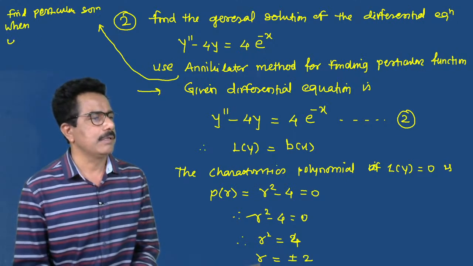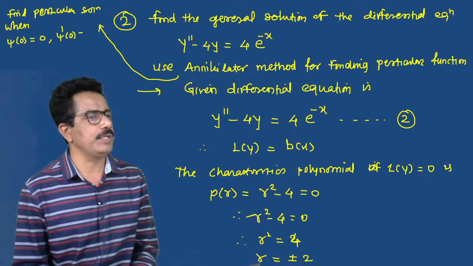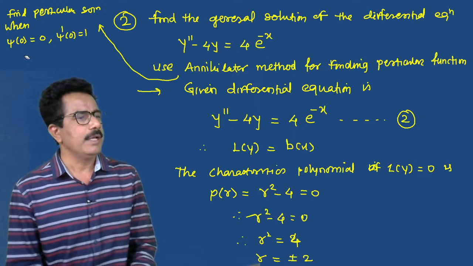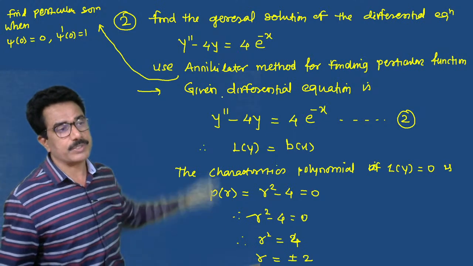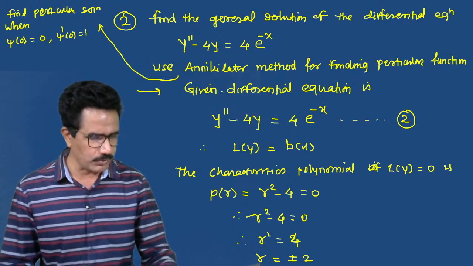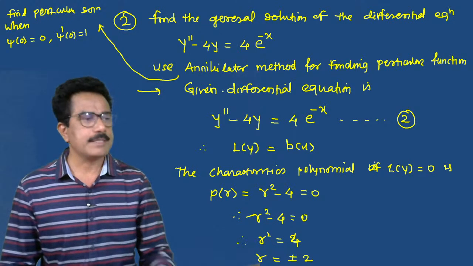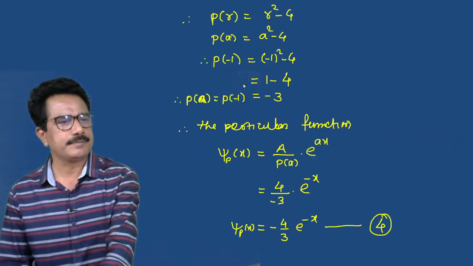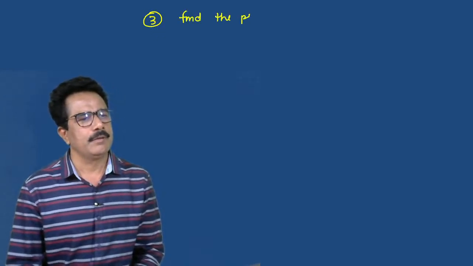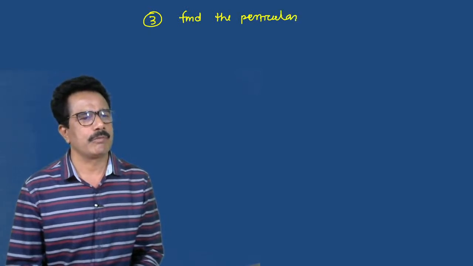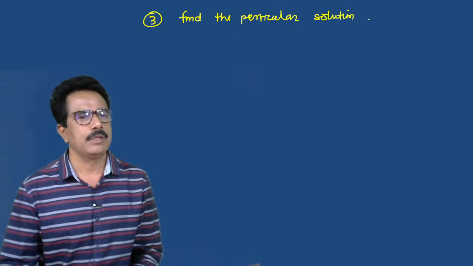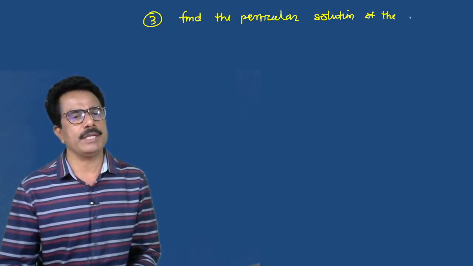when psi of 0 is equal to 0, psi dash of 0 is equal to 1 and psi dash of 0 is equal to 1. By using this you can find the particular solution. You can find out the particular solution of this. Okay, find the particular solution of this. This is the third number problem, see, I will write it here itself if you like. Find the particular solution of the differential equation.